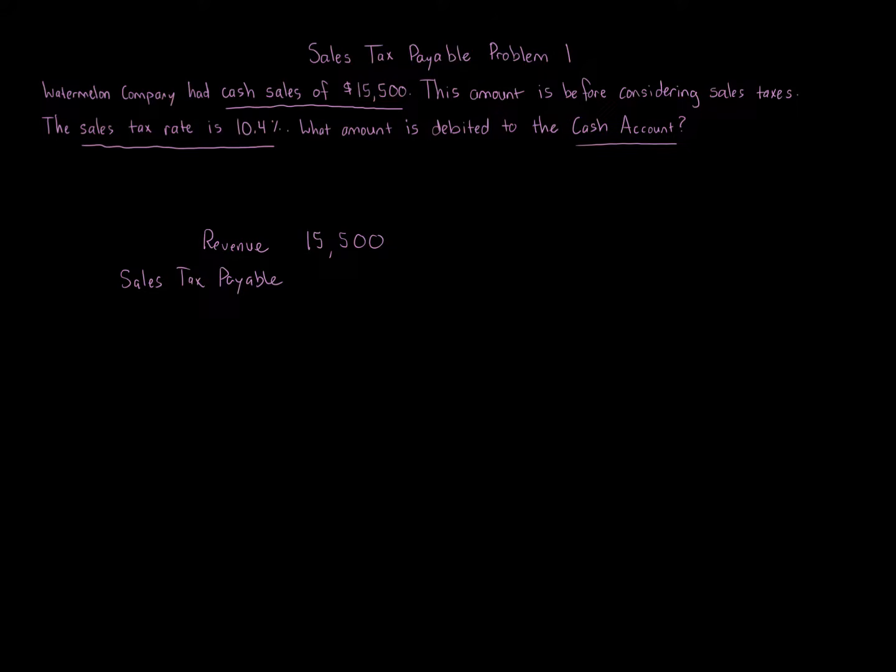So the sales tax payable here is just going to be $15,500, the amount of revenue on the transaction, times 10.4%. That's all we're going to do. We're going to calculate that. And that equals $1,612. So 1612. And the question is asking for the cash. How much cash should be received? What is the debit to the cash account?